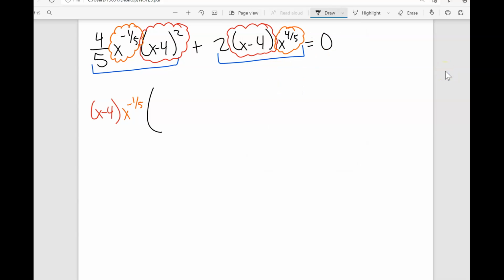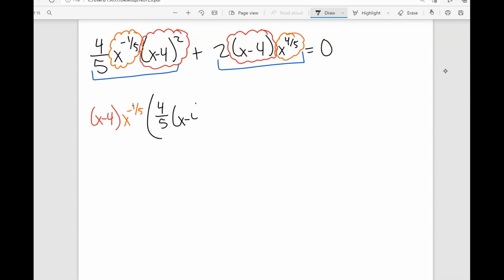So what's left over? Here I have the x to the 4/5. I took out the x to the negative 1/5, so that one's gone. It's not going to be written over here. And I took one of the x minus 4s out of this term. There are two of them here, so I'm taking out one x minus 4 and I'm left with one. So you can see that if I FOIL the x minus 4, I get 2 x minus 4s. And if I FOIL the x to the negative 1/5, I get the x to the negative 1/5 back.